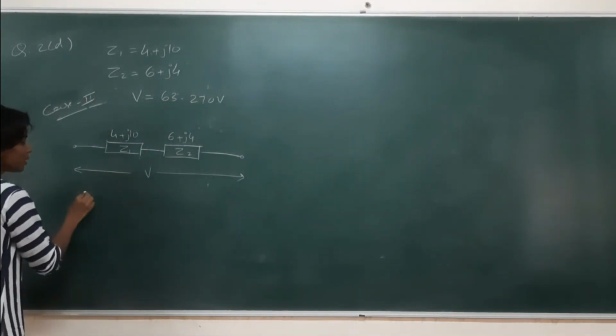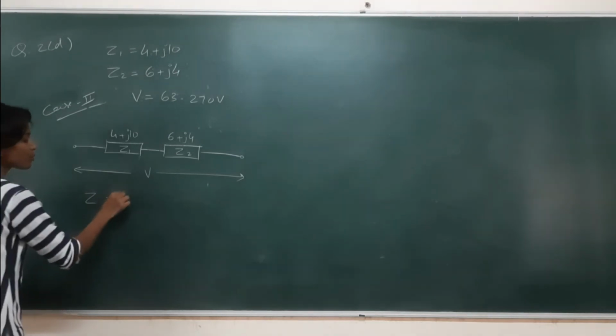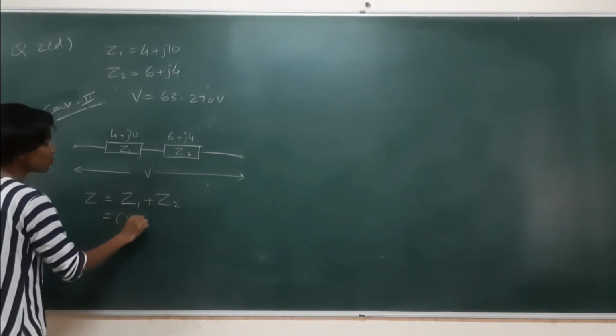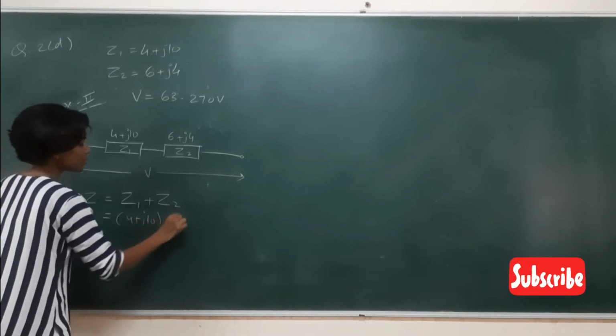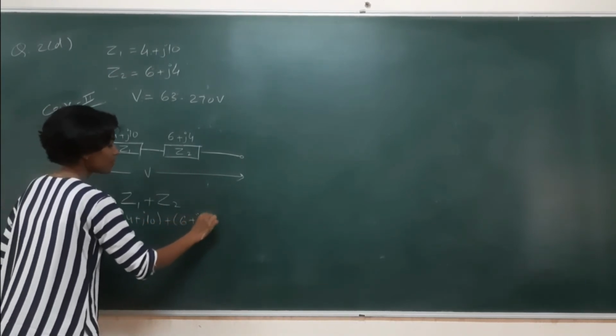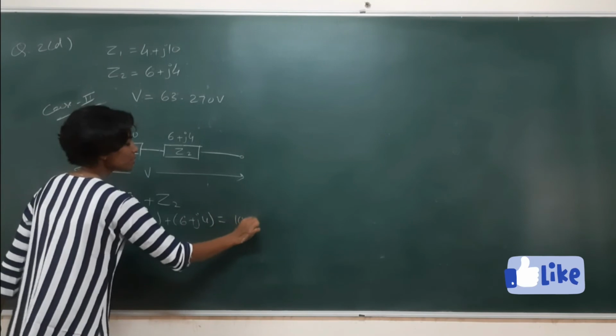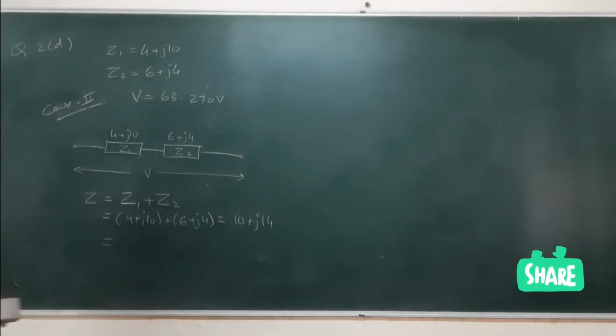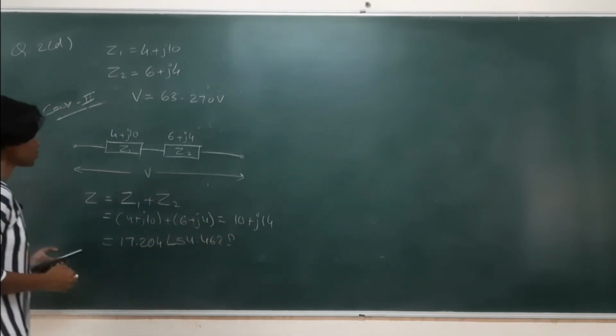Now we have the Z1 and Z2 values. So what will be the total or net impedance of this circuit? That is Z1 plus Z2, that means 4 plus j10 plus 6 plus j4. The value is 10 plus j14. It's better to have the polar form also. So this is my net impedance.